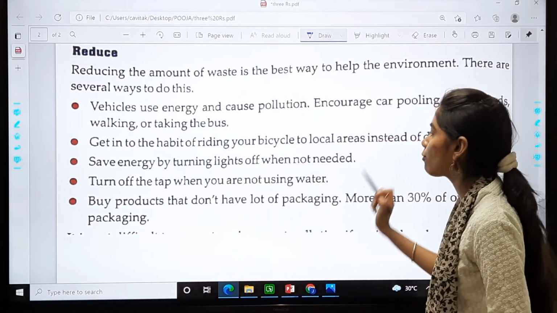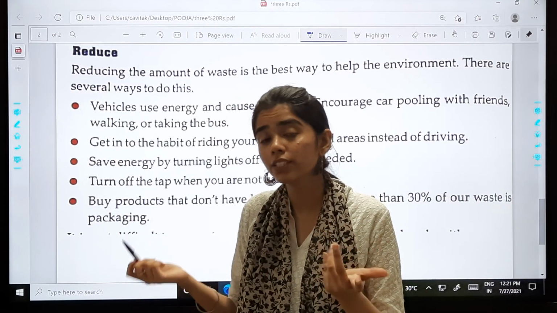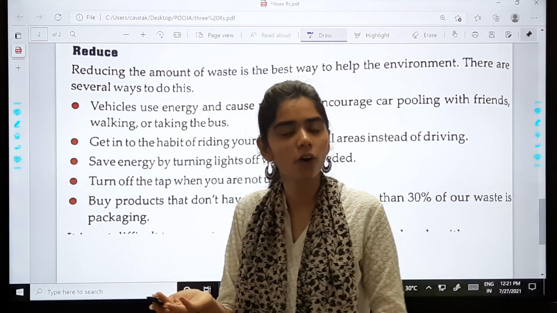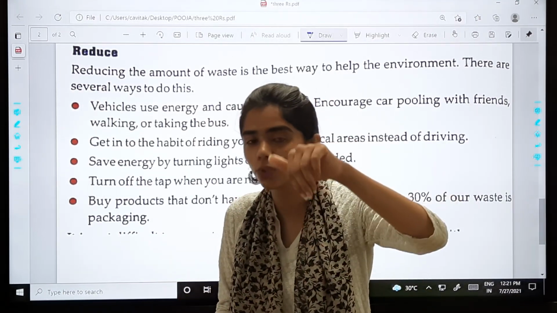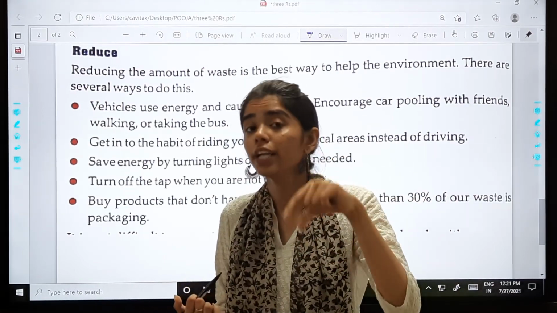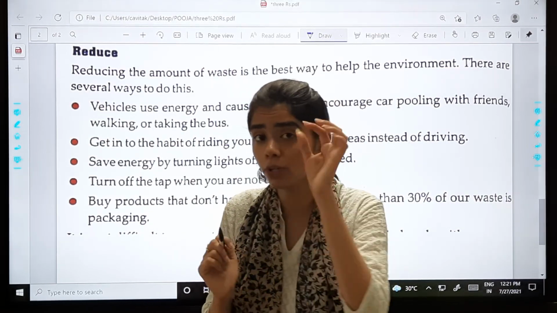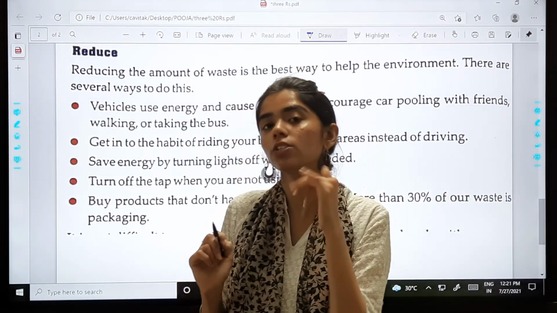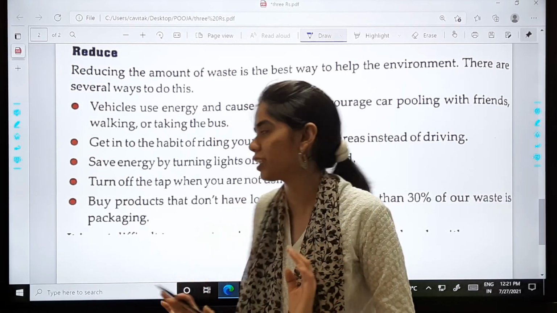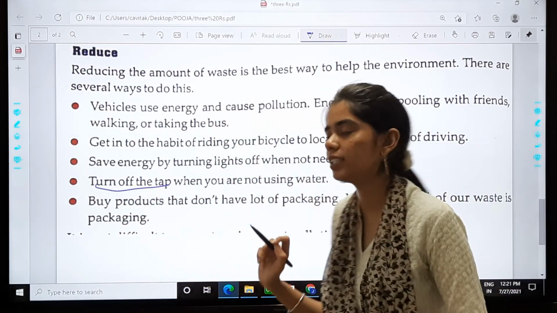Turn off the tap when you are not using water. See, many people have this habit, accidentally or otherwise. When they use the water tap, they forget to close it properly, tightly. So that is a very bad habit, because drop by drop also water gets wasted. So what should we do? Turn off the tap tightly.